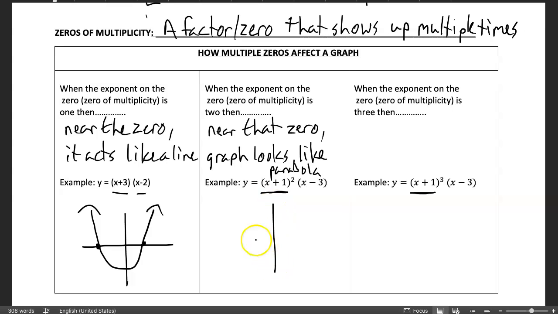So let's go ahead and graph that. At -1, we just sort of touch the graph before going back down and then coming through at +3. Meanwhile, if our 0 has multiplicity of 3, then near the 0 it'll act like a cubic.